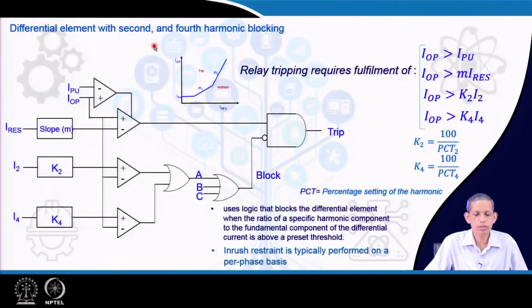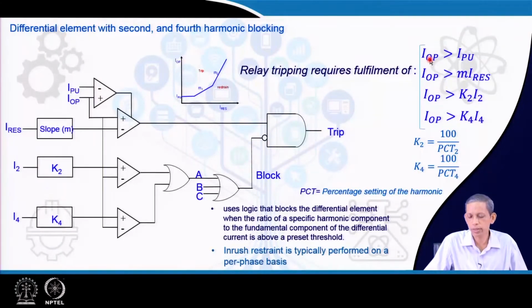Now, coming first to the harmonic blocking scheme perspective. This is our conventional percentage bias differential relay. To trip, the corresponding fulfillment requirement of the differential relay must be met. It means that it confirms an internal fault when these conditions are satisfied.